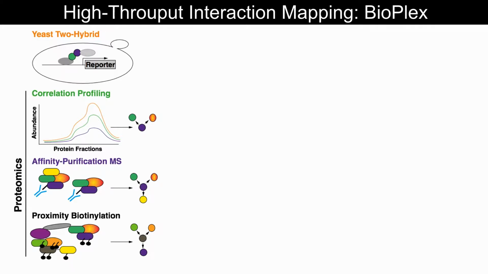So as you know, there are many different ways to map interactions. Early studies used 2 hybrid. There's also correlation profiling, where you look for overlap of proteins in different kinds of fractionation experiments. There's also affinity purification, and then also proximity biotinylation. The proximity biotinylation allows you, in principle, to find things that are close together in the cell but don't necessarily directly interact. It also may allow you to get at dynamic interactions.